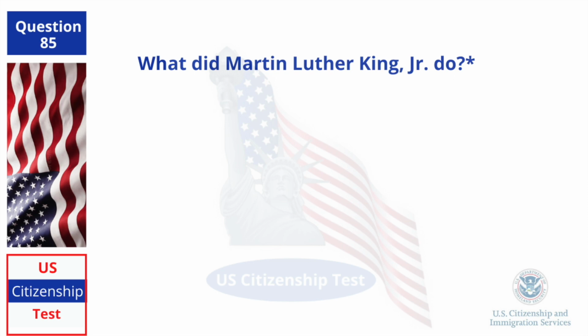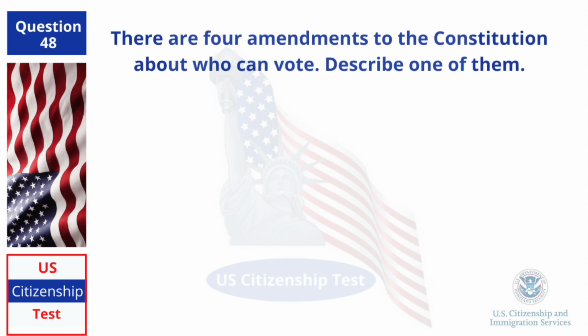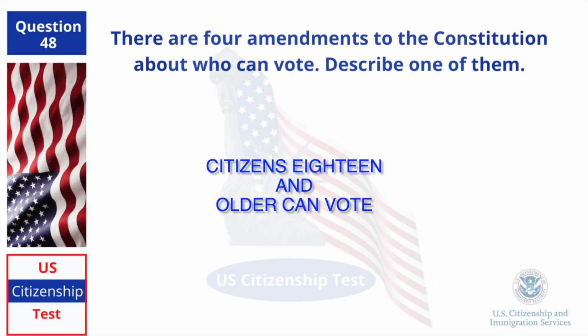4. What did Martin Luther King Jr. do? Fought for civil rights. Who makes federal laws? Congress. There are 4 amendments to the Constitution about who can vote. Describe one of them. Citizens 18 and older can vote.